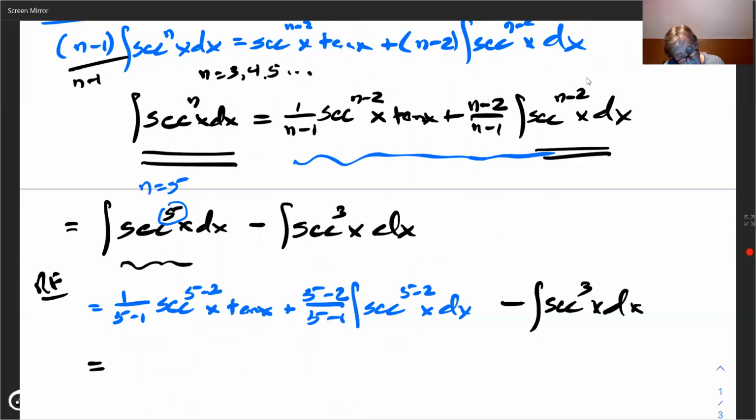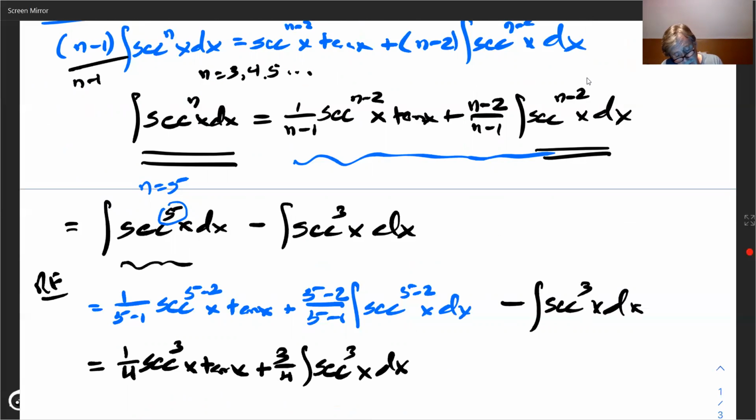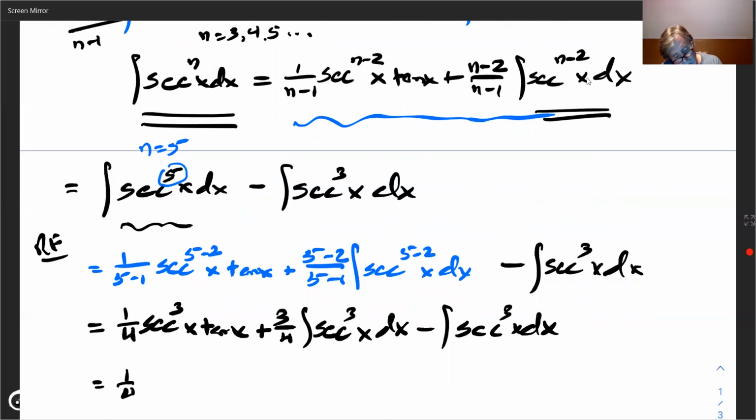With the formula, what we have is 1/4, really you could have skipped that first step, secant cubed x tan x plus 3/4 integral secant cubed x dx by its lonesome. And look at minus integral secant cubed x dx. You know what? I can put those two together, and I will. So 1/4 secant cubed x tan x, and now 3/4 minus 1 is minus 1/4 integral secant cubed x dx.